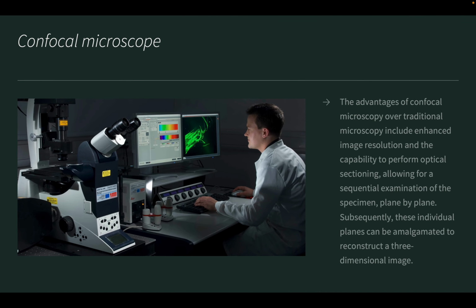So now, confocal microscope. The advantages of confocal microscopy over traditional microscopy include enhanced image resolution and the capability to perform optical sectioning, allowing for a sequential examination of the specimen plane by plane. Subsequently, these individual planes can be amalgamated to reconstruct a three-dimensional image.